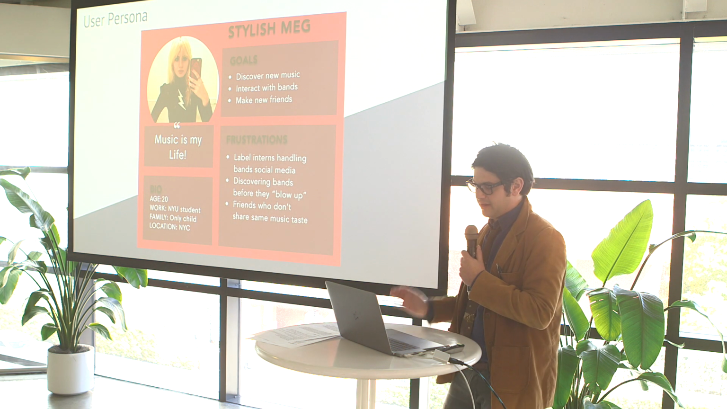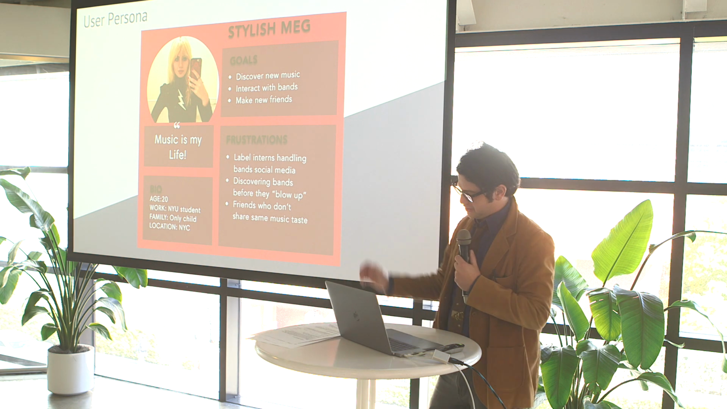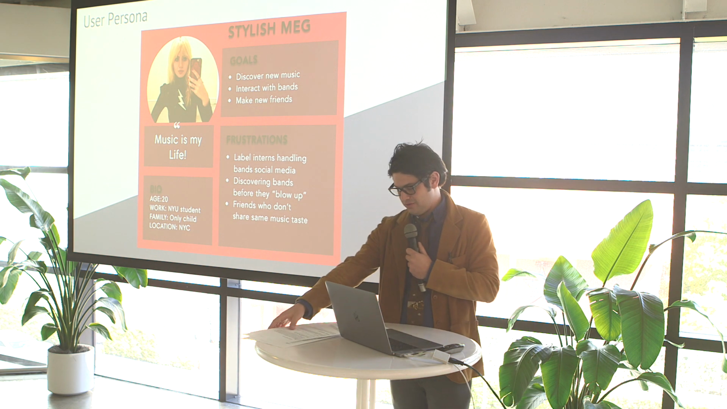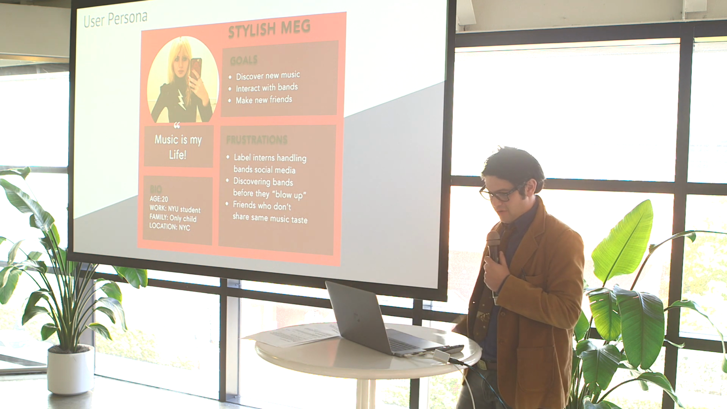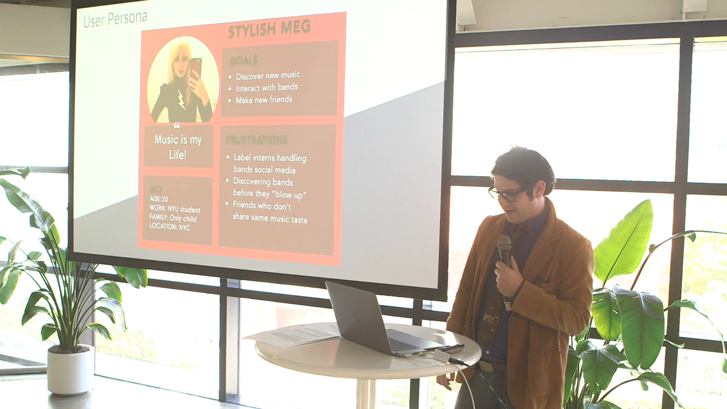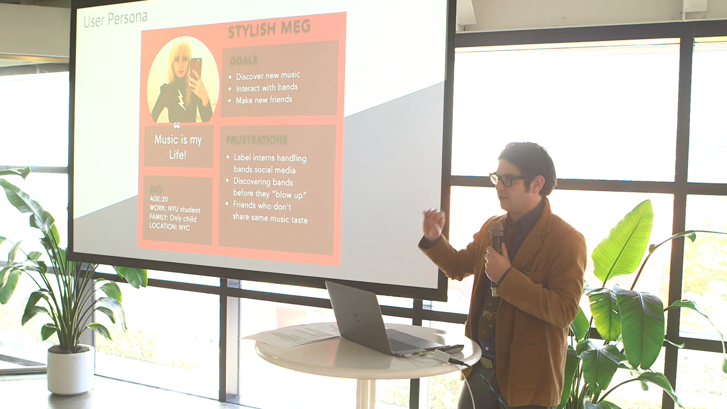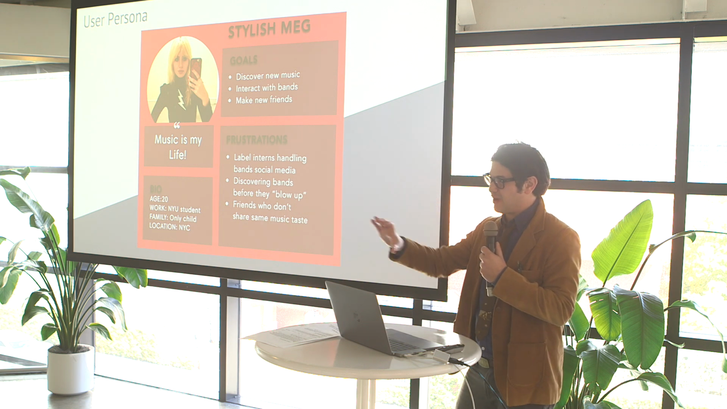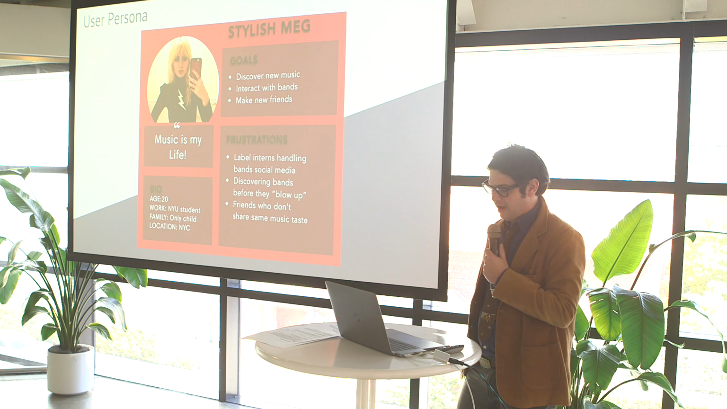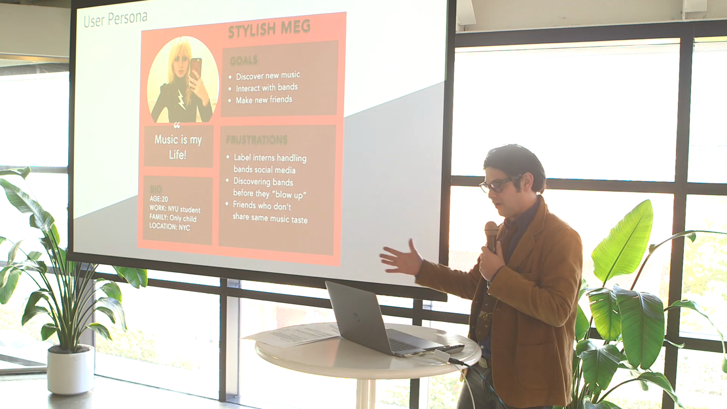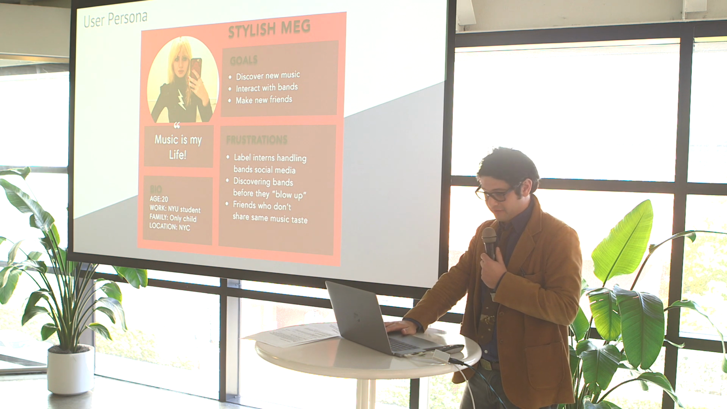So I synthesized all that into my persona. This is Stylish Meg. She's 20 years old. She's a design student at New York University. She enjoys music. She loves the Strokes and David Bowie. She's always trying to discover new music before it blows up because she really loves being able to interact with bands, and she feels like when they get too big, she loses that access. She also writes about music for her blog, so that access is really important to her. And she doesn't play music.